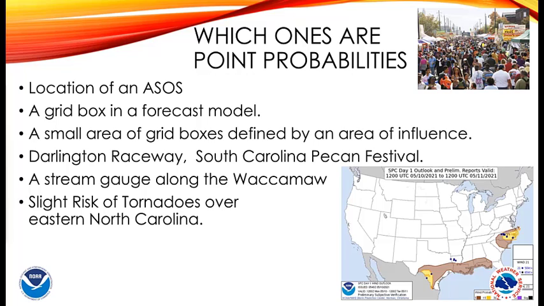Now, here's a list of probabilities. We have the location of an ASOS, a grid box in a forecast model, a small area of grid boxes defined by an area of influence. Maybe we want a probability at the Darlington Racetrack or at the Pecan Festival in Florence, a stream gauge along the Lumber River, and maybe a slight risk of tornadoes over eastern North Carolina. So I'd like someone to jump in here and tell me which ones are the point probabilities versus the neighborhood.